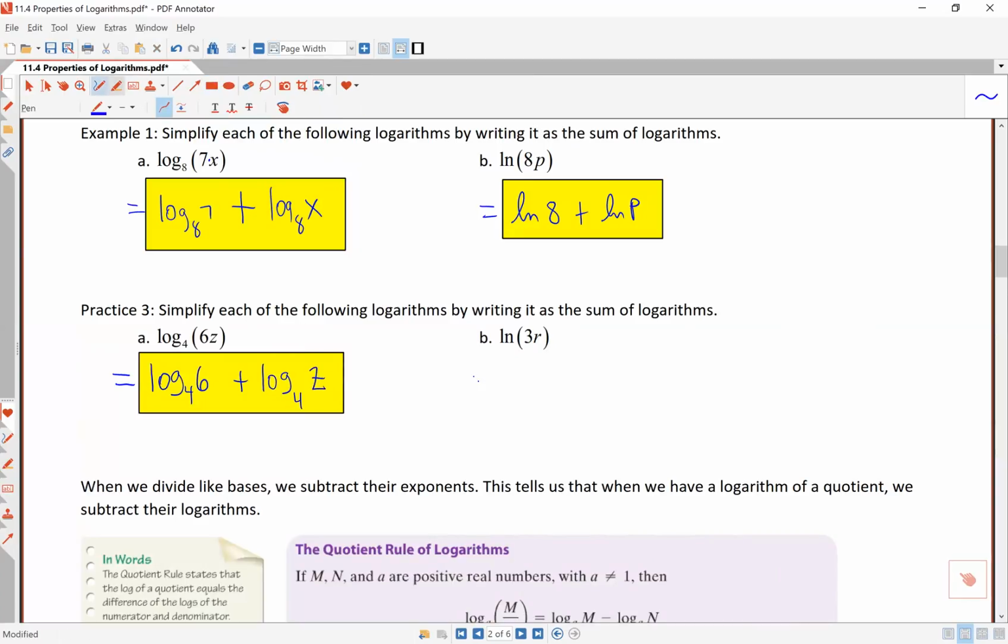Natural log of 3 times r. 3 times r tells us to separate the natural log of 3 and the natural log of r. Again, the log of a product is the sum of the two logs.